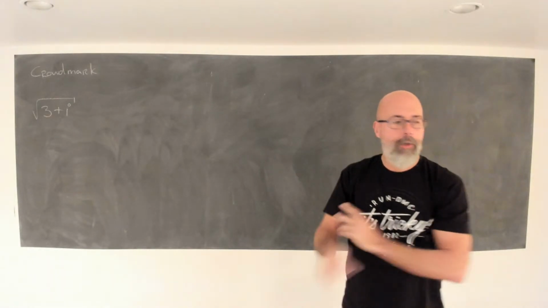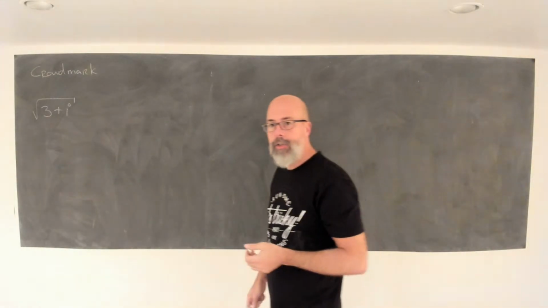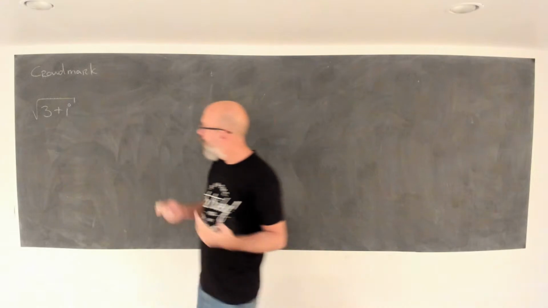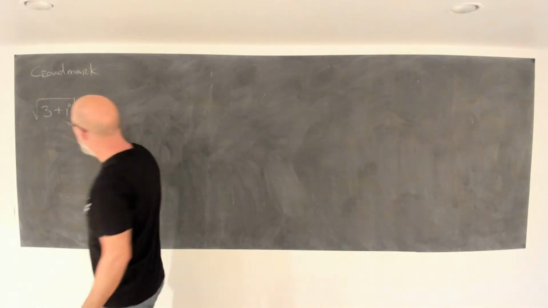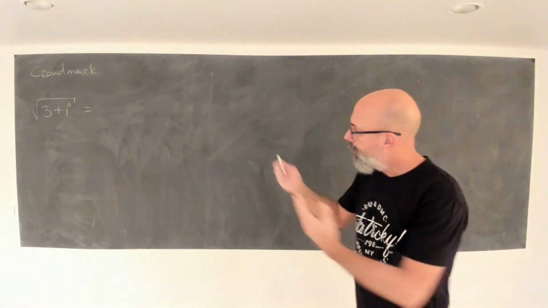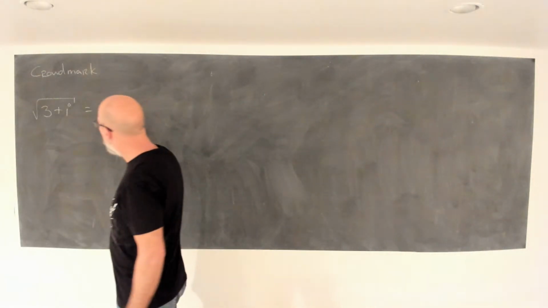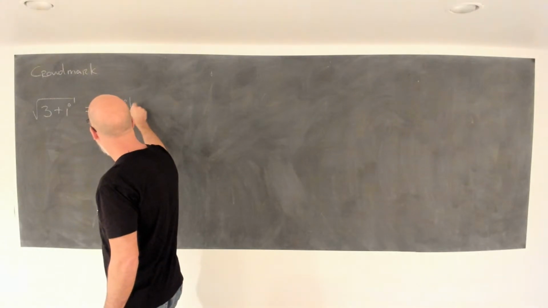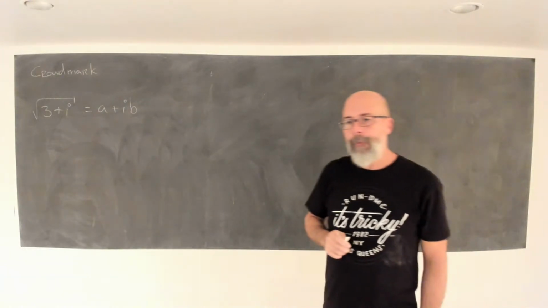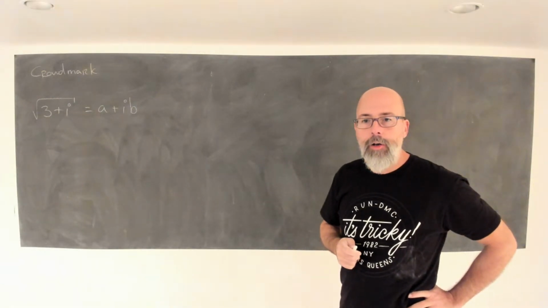Square root of 3 plus i, right? I mean, the obvious question is, is this a complex number? That's the question that arose naturally. And by the fundamental theorem of algebra, the answer is yes. This has to be a complex number. So we have to be able to rewrite it in the form a plus ib, where a and b are real numbers.